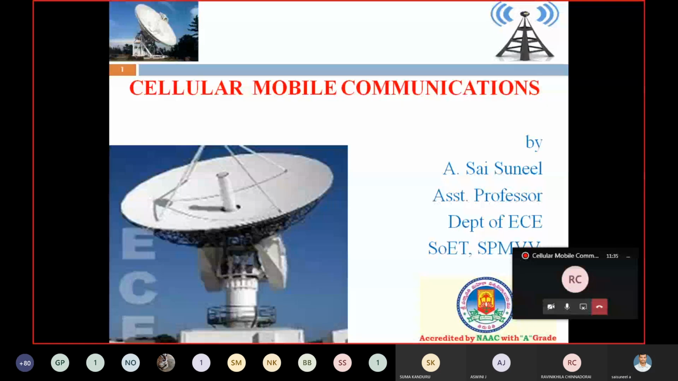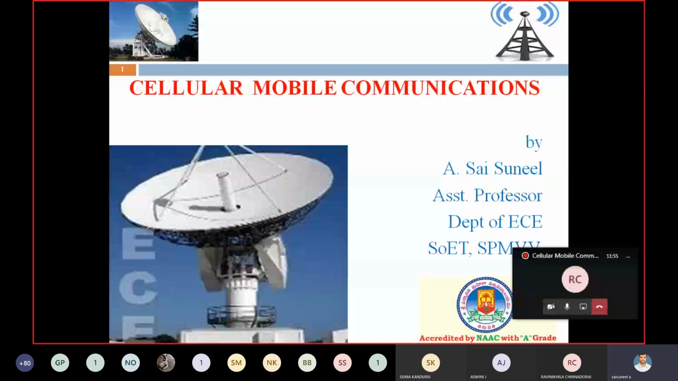Right. Today we move to another session of cellular and mobile communication, unit 2, that is cell coverage for signal and traffic. Here in this unit 2, the second topic we discuss in today's class is the mobile point-to-point model.